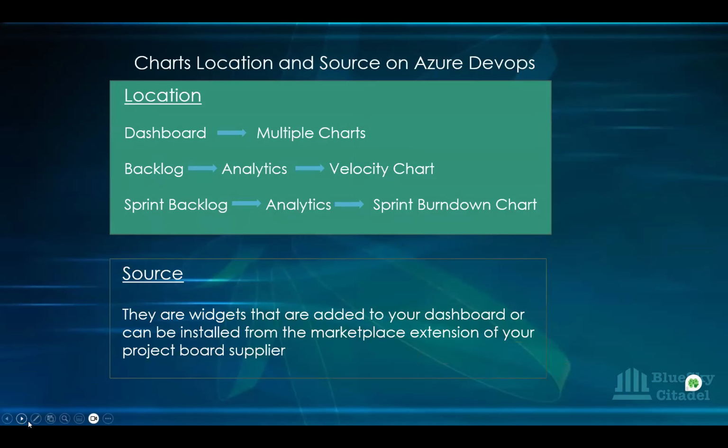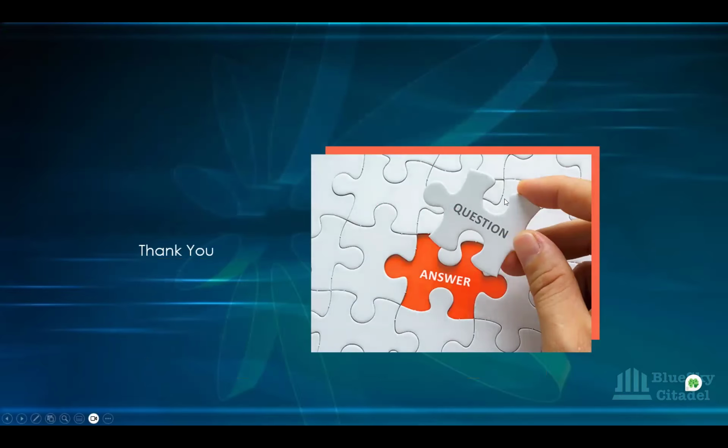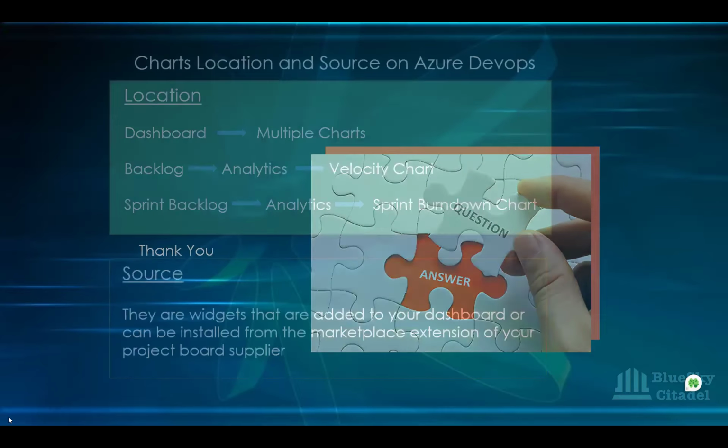Okay, so we want to look at where the charts are located on Azure DevOps. When you're looking at Azure DevOps, the first place is on your dashboard. You can create multiple charts on your dashboard. On your main backlog, under analytics, you can find your velocity charts there. And then on your sprint backlog, on the analytics also, you can find your sprint burn down charts on that one also. Sorry, quickly.